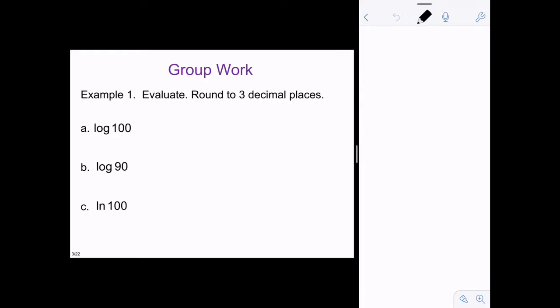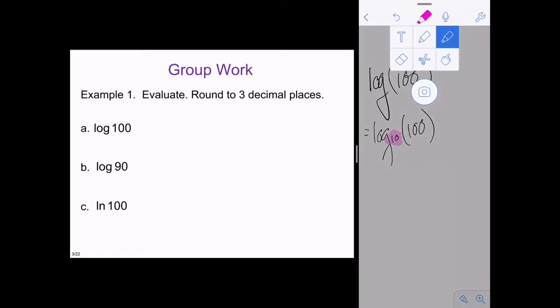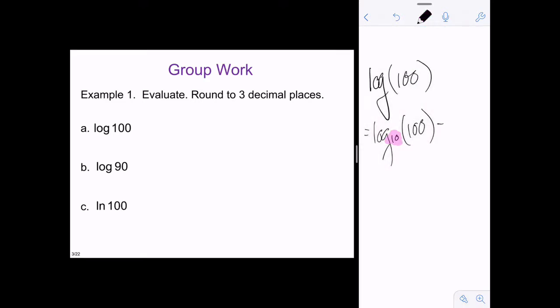All right, we want to evaluate, and we want to round to 3 decimal places. When I see log of 100, this is the same thing as log base 10 of 100. I'm asking, what power do I raise 10 to get 100? It turns out you raise 10 to the 3rd power to get 100.